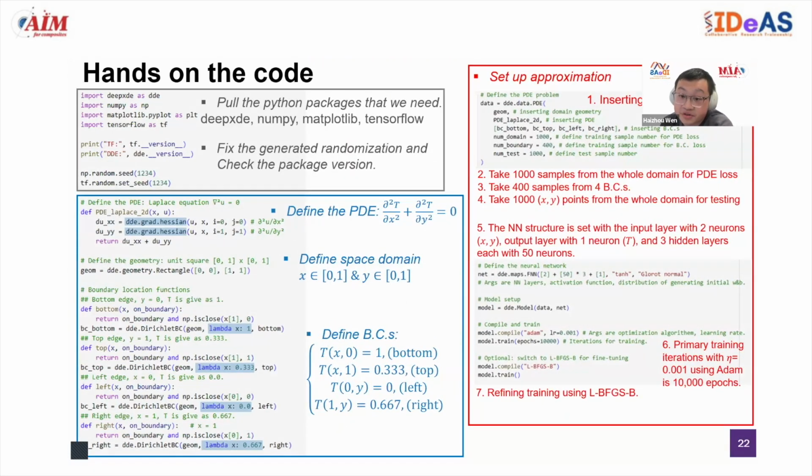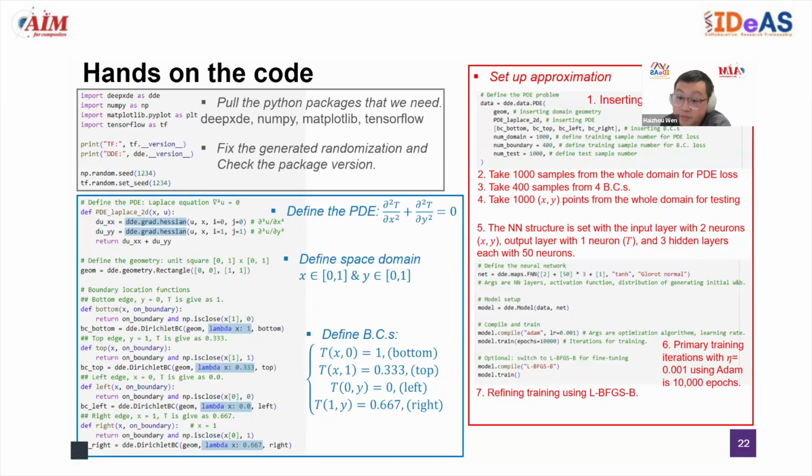So the base structure of the PDE code is the same as the ODE code. We use the function Hessian to define the second-order derivatives and use geometry to create a 2D square domain. Then we define four BCs with four different temperature values.